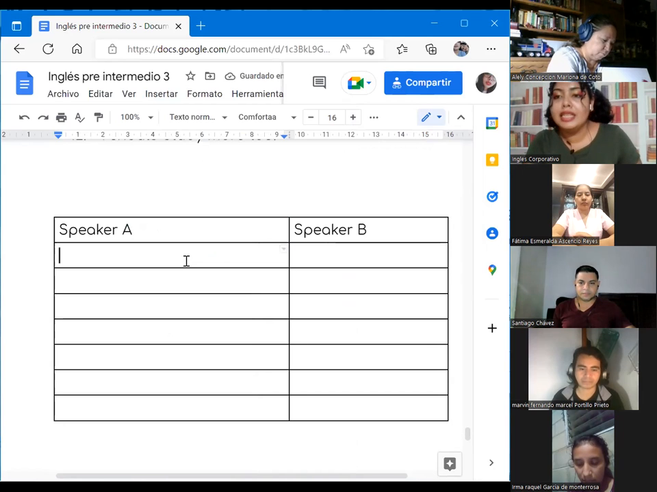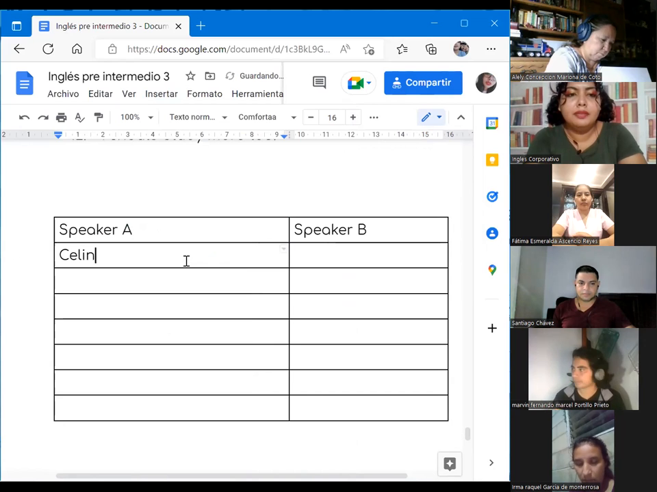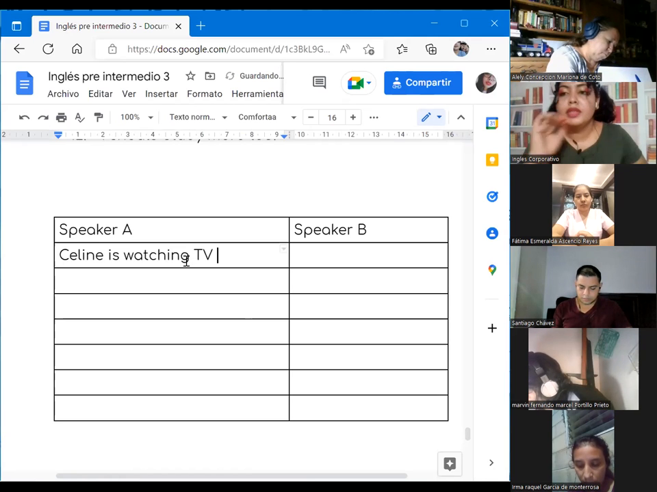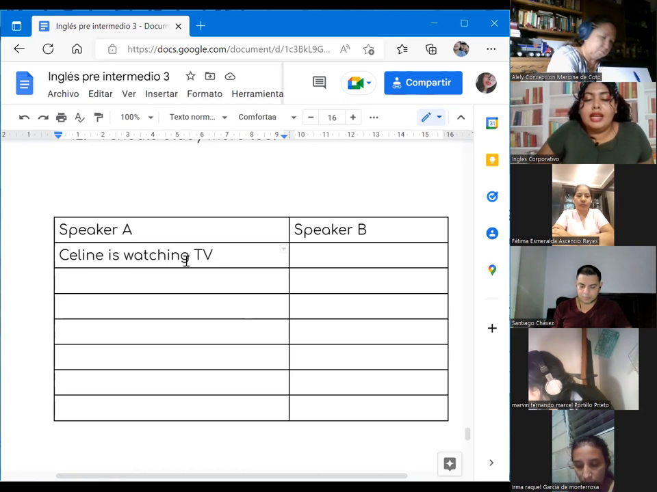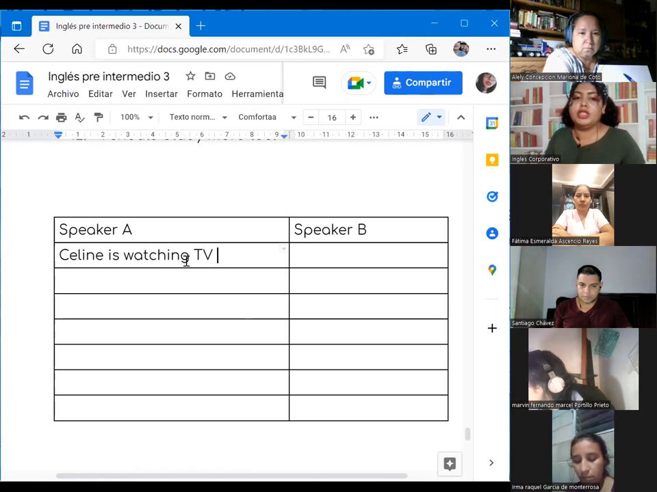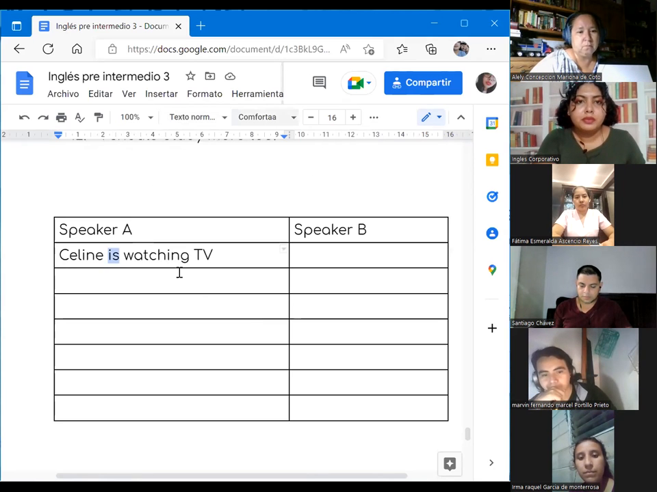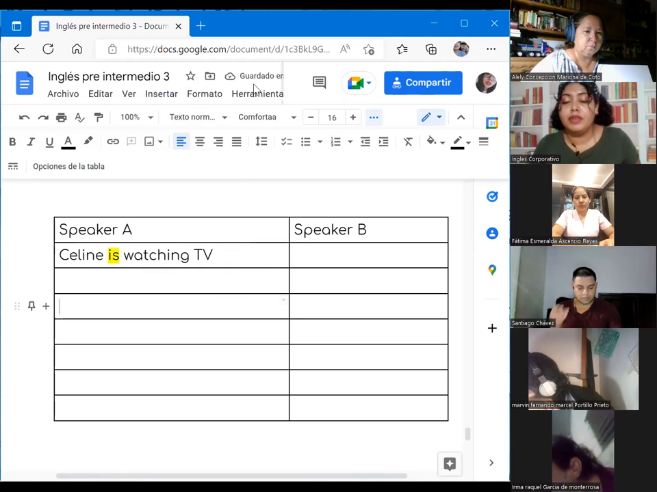It says, Celine is watching TV. That is the thing that speaker A is saying in that case. Celine is watching TV. We are going to mark the verb or the auxiliary that we are using. And in this case, we are using the verb to be.